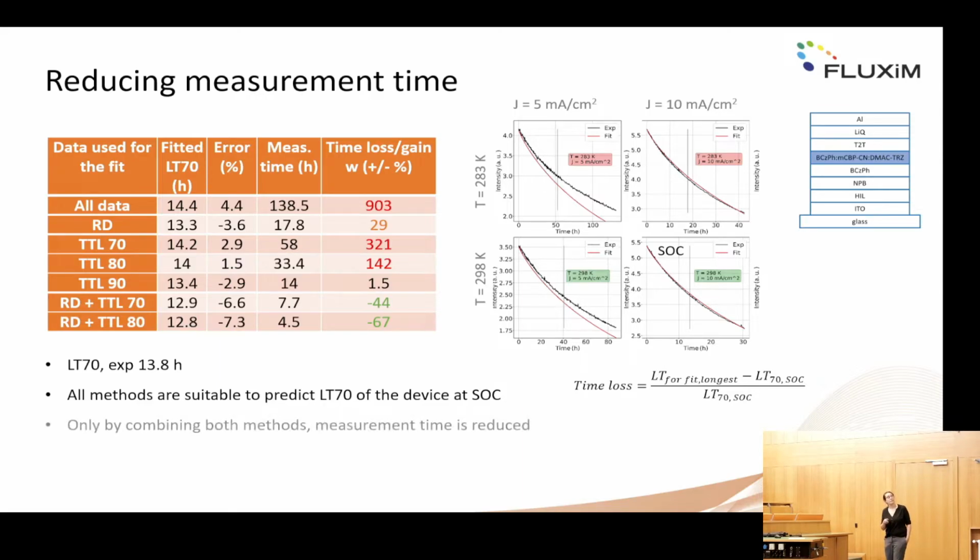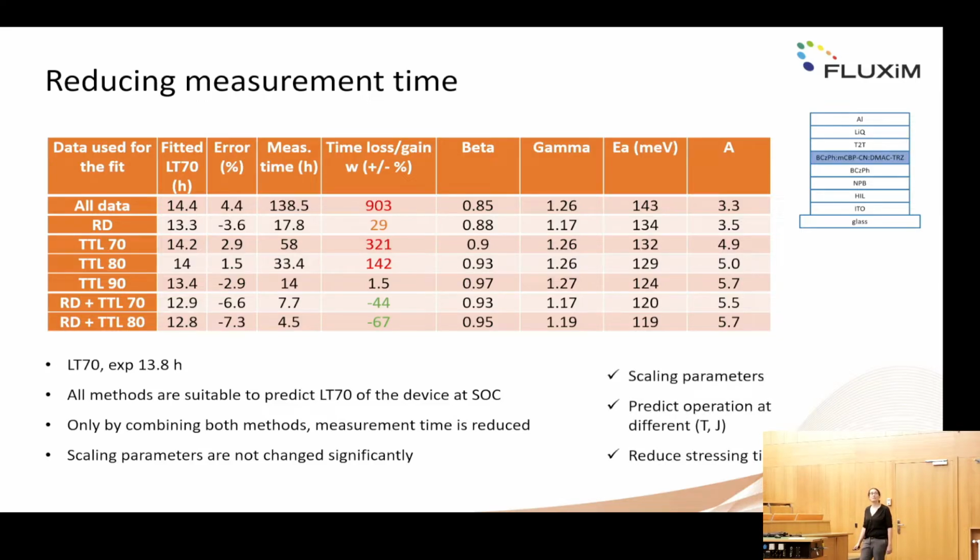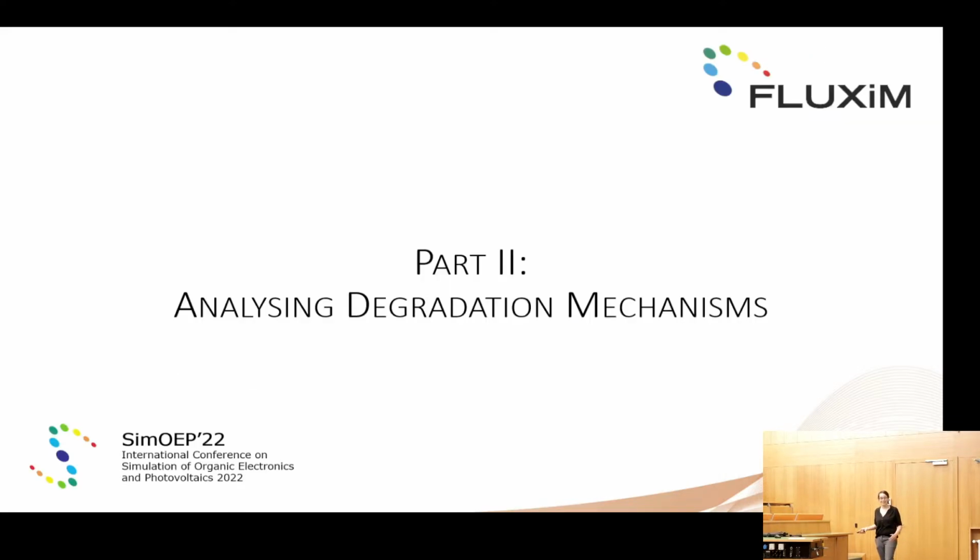The nice thing about this is that it works very well, and these scaling parameters do not really change. So don't look at detailed numbers, but they are really identical or almost identical for all the methods. So what does this mean? We can still use this prediction to predict the lifetime at different current densities or temperatures. And we now can additionally reduce the stressing time. Yeah, that's it for the first part.